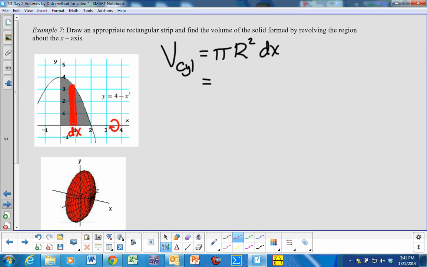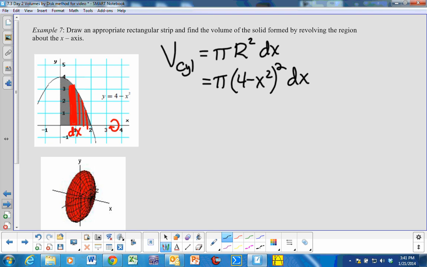And then remember, I have lots and lots and lots of these, and they're all going to get revolved around. Well, the height is always going to be from the x-axis up to the function. So this is going to be pi, and your capital R is just going to be 4 minus x squared, because that's the function, squared dx.